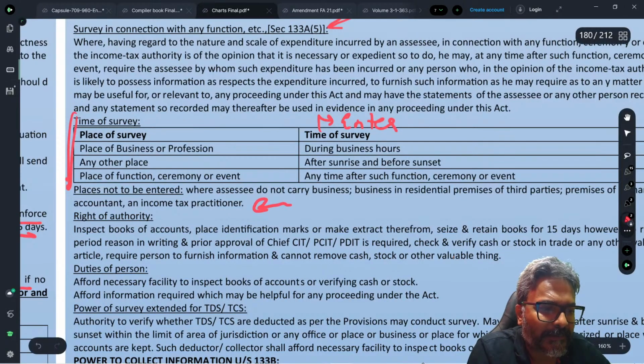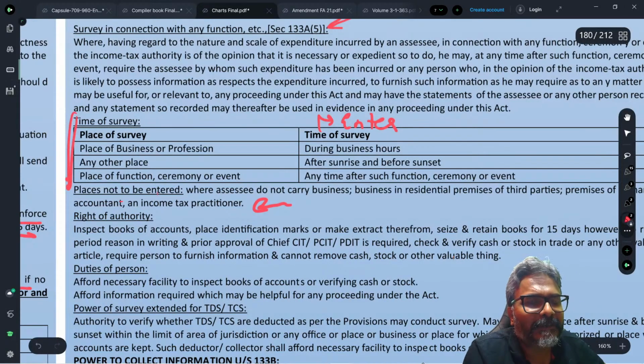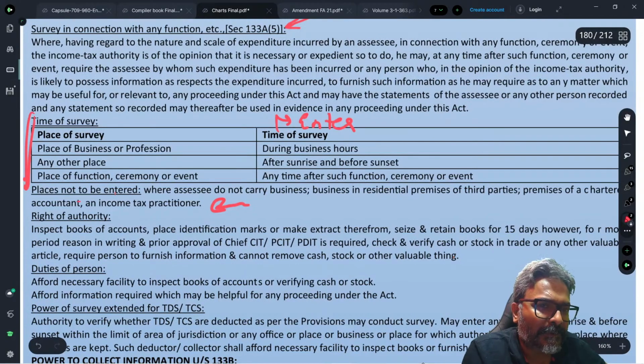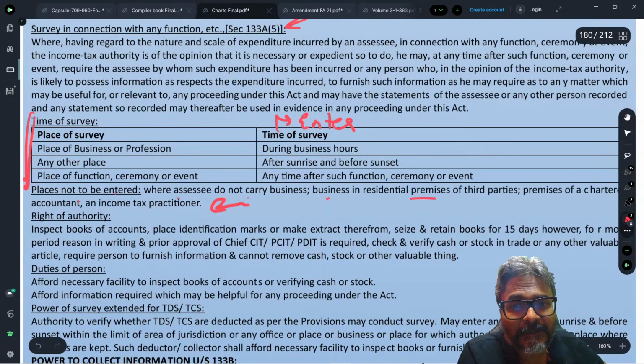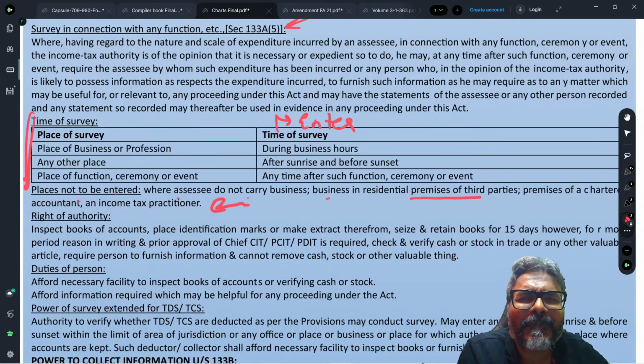Please read this one. A place not to be entered, where you cannot enter it, students. Where the assessee does not carry on the business, or the business of a residential premises of a third party. Now, may I ask you this question?